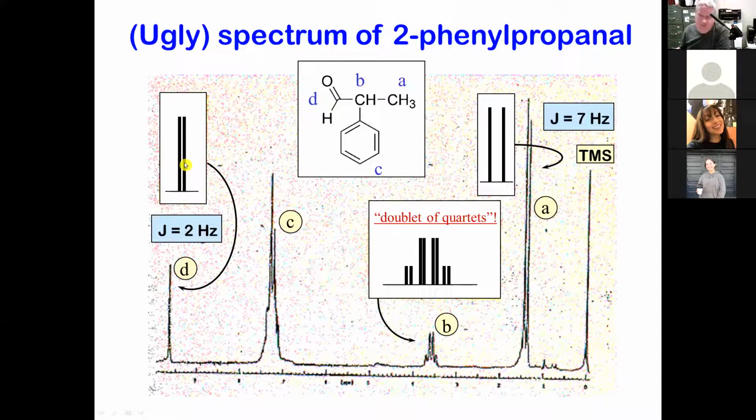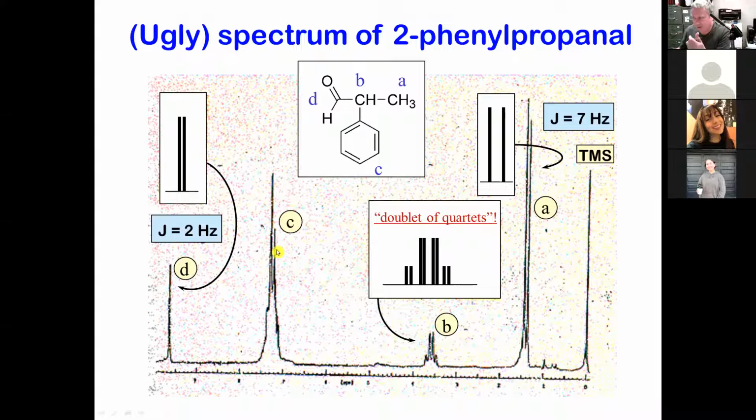Does anybody from last time remember when we talked about J value? J was the distance between the peaks. There's usually a default J. Anybody remember what the default J was? It wasn't 2. 7. Yep. Good. Yeah, 7 hertz. So is that the default here? No, it's not. There's this tiny little doublet. So that's weird. Okay. And let's keep going from left to right.